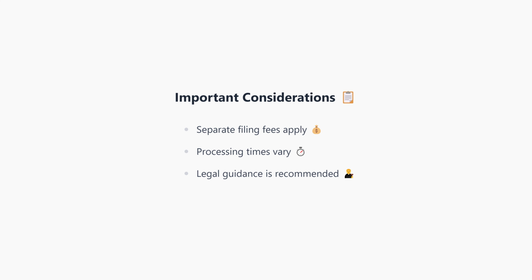Now, let's look at some important considerations to keep in mind when switching from a K-1 visa to an I-130 petition. It's vital to note that both petitions have separate filing fees that need to be paid. Processing times for both petitions can vary based on the USCIS office and current caseload, so patience is key. Additionally, consulting with an immigration attorney is highly recommended, as they can provide valuable legal guidance throughout the process and help address any complexities involved.